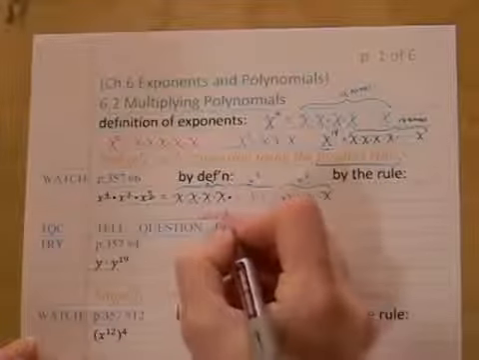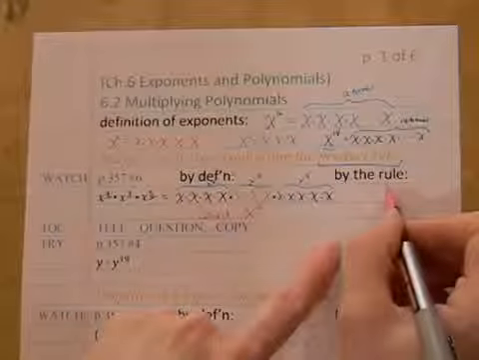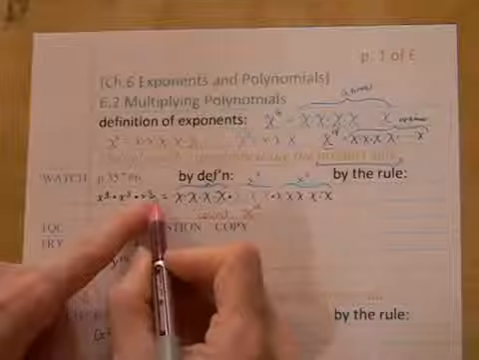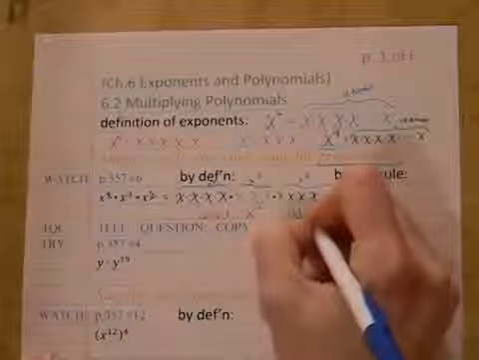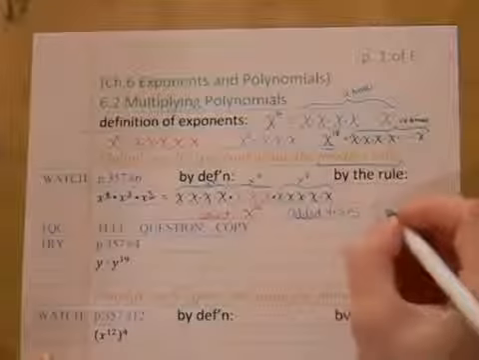And then by definition, what is this as an exponent? Well, you would count. There are 1, 2, 3, 4, 5, 6, 7, 8, 9, 10, 11, 12 x's being multiplied together. So by definition, that's x to the 12th. Now, the rule then says, how did we get that 12 based on the 4 and the 3 and the 5 that we had to begin with? The rule says that we would add the 4 plus 3 plus 5. We would add the exponents.